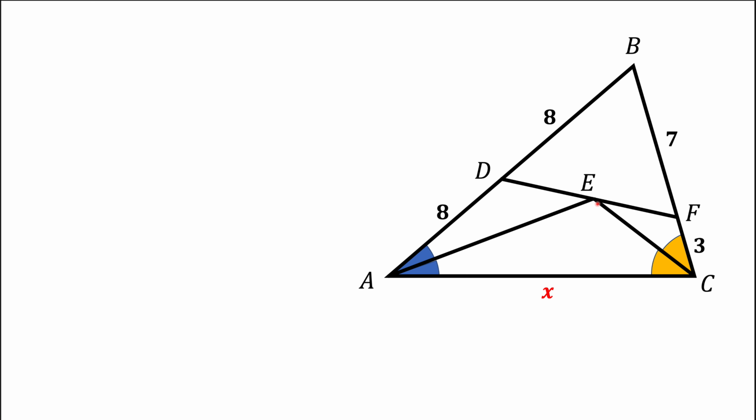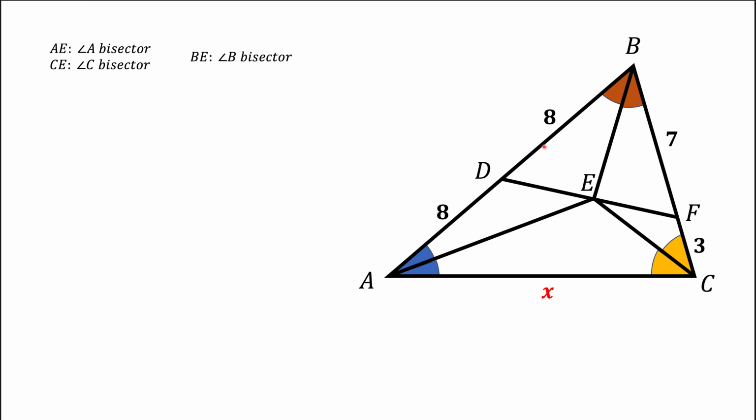So how are we going to do this? Well, first let's do a little bit of looking. One thing we noticed is that E is the point of intersection of two angle bisectors. And we know from geometry that in a triangle, all three angle bisectors intersect at the same point. Which means that BE is going to be an angle bisector as well.